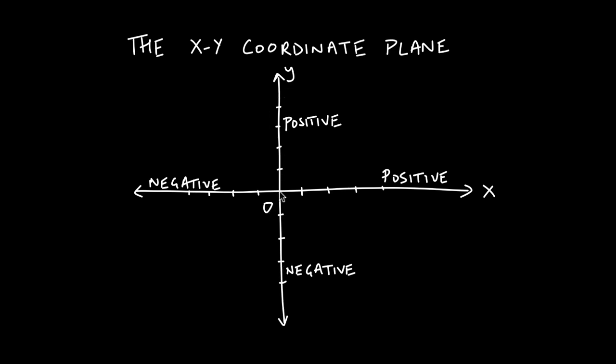And this point where the two axes meet is called the origin, which hopefully makes sense. That's where the entire coordinate plane is essentially originating. Now, if you go from the origin to the right on the x-axis, you get positive x values. If you go to the left from the origin, you get negative x values. Similarly, if you go up from the origin, you get positive y values, and if you go down from the origin, you get negative y values.